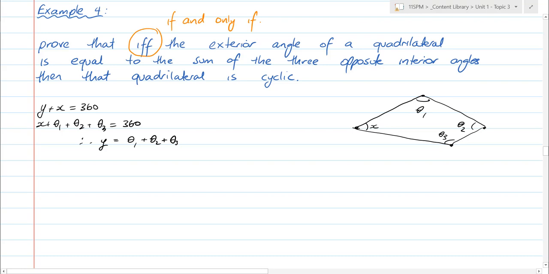So if you can prove that the exterior angle created by producing this line adjacent to x is equal to this opposite angle, theta 2, then that proves those two add up to 180, and therefore these two are equal to 180, and therefore you have a cyclic quadrilateral. Because if these two add up to 180, then these two must add up to 180. So you definitely have a cyclic quadrilateral.